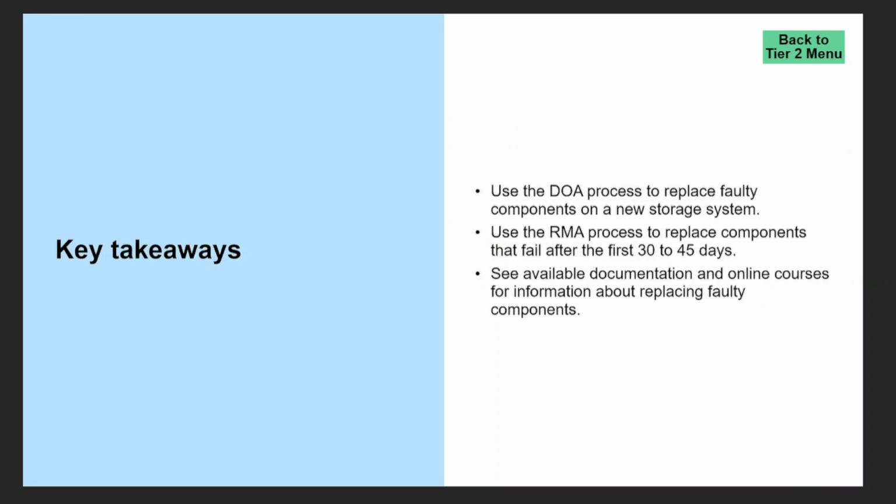If you identify a faulty component on a new system, initiate the DOA process with NetApp support to receive a replacement part. For components that fail during the first 4 to 6 weeks, replacement parts are often delivered to the customer within a few hours under the RMA process. Even though the system might not be in production yet, follow the documentation and training to replace the faulty component as if the system were in production.